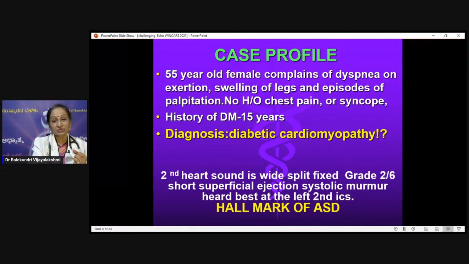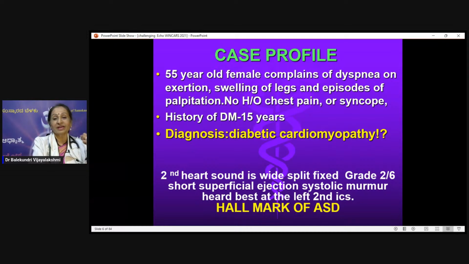Like this 55-year-old female who complained of breathlessness, exertional dyspnea, swelling of the legs, and episodes of palpitation. She came with no history of chest pain. And somebody had done the echo and made the diagnosis of diabetic cardiomyopathy because she had diabetes. But then when I auscultated, I saw that the second heart sound was widely split and fixed, and a grade 2 by 6 short superficial ejection systolic murmur, which is the hallmark of ASD, was there.